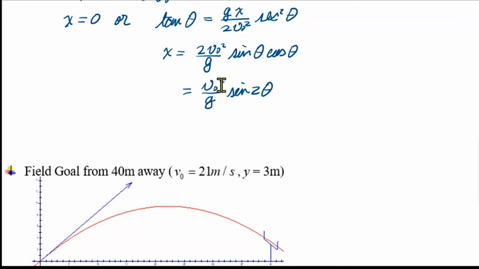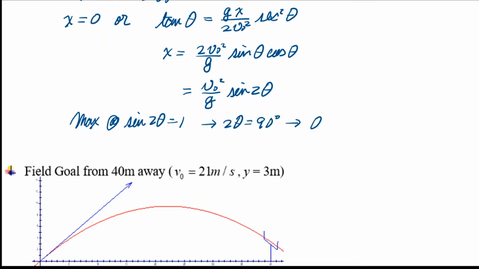The speed is constant, right? Once you kick it, you cannot adjust the speed anymore. That's your initial velocity. g is constant. So the only thing is sine 2 theta, and this is maximum when sine 2 theta is equal to 1, isn't it? So you can say max at sine 2 theta equals 1, which tells you 2 theta is 90 degrees, which then tells you theta is equal to 45 degrees. Amazing, isn't it? This proves that if there's no air resistance, 45 degrees gives you the maximum range.